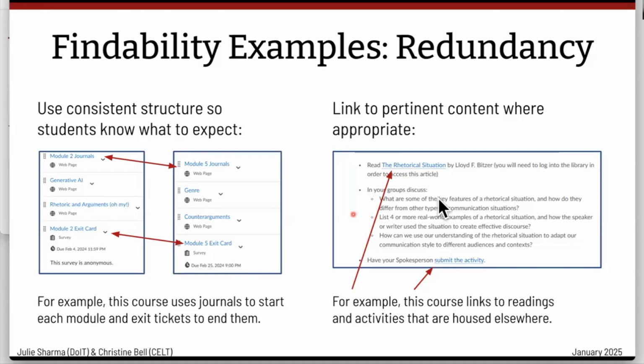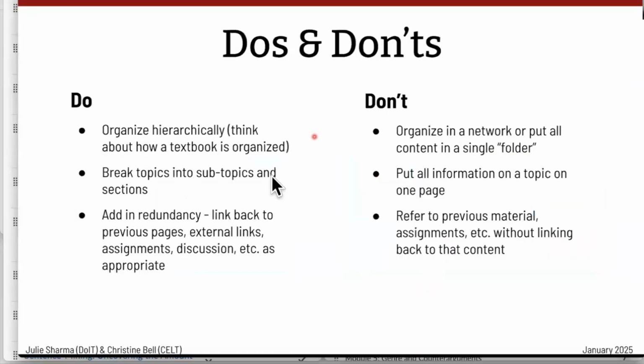On the right-hand side of your screen is an example of that redundancy with links in particular. You want to link to pertinent content where that's appropriate. These are instructions for an assignment for students. You want to read The Rhetorical Situation by Lloyd F. Bitzer, and then you want to submit the activity. Those 2 hyperlinks are given right within the instructions. So we have some do's and don'ts here.